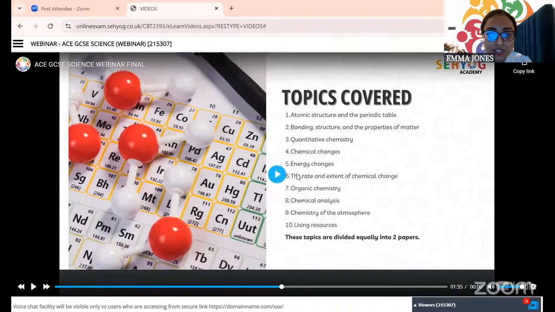So in chemistry, we have these 10 chapters or 10 topics in the entire GCSE chemistry syllabus in the AQA board. AQA have divided these chapters equally into two papers. In paper one, can I have the next slide, please?